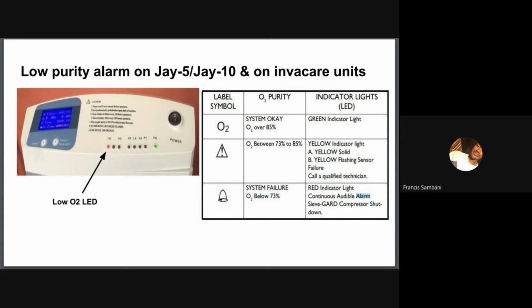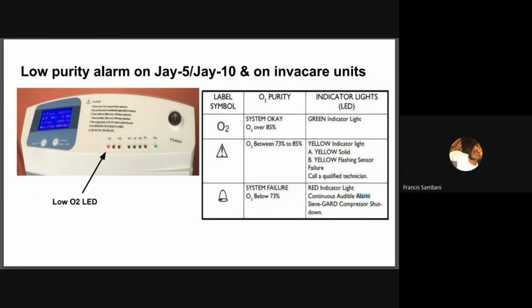And on the Invacare Perfecto, when the purity is above 85%, you have the green indicator light, and when the purity is within 73 and 85%, you have the yellow indicator light. It can either be a solid yellow or a flashing yellow light. You don't have any sound for when the purity is between 73 and 85%.